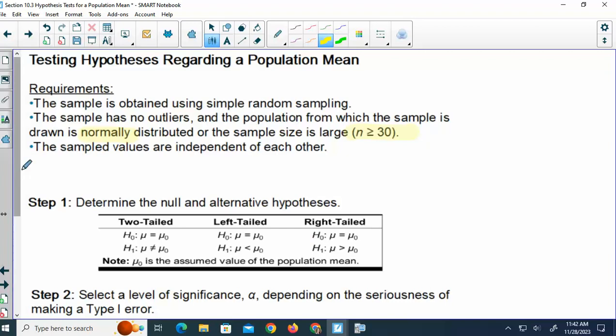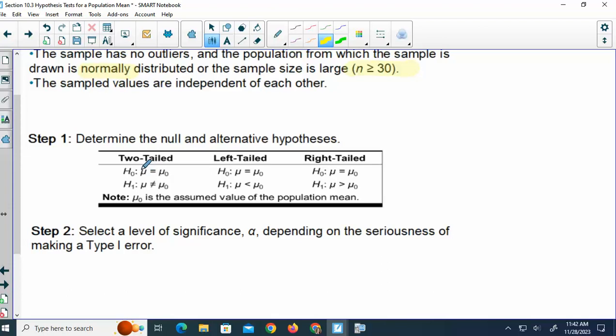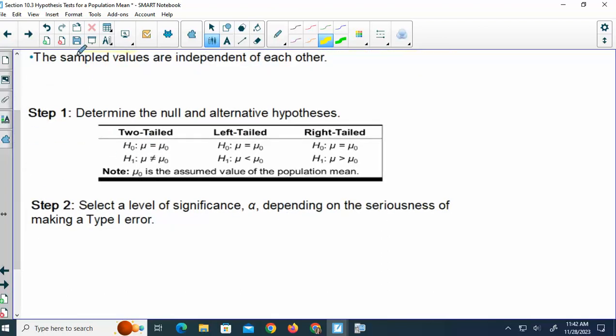Then we have to set up the null and alternative hypothesis, which is just the same as the last one, except our parameter is the mean, mu. The alpha level will be given in our problem.